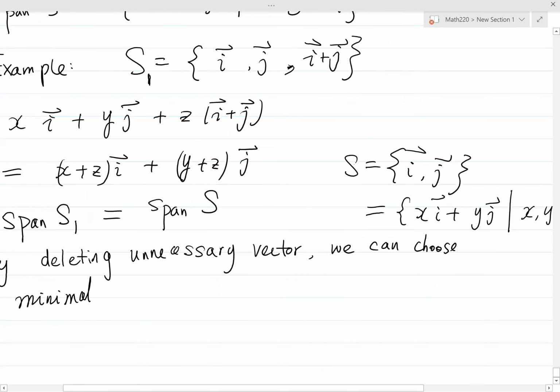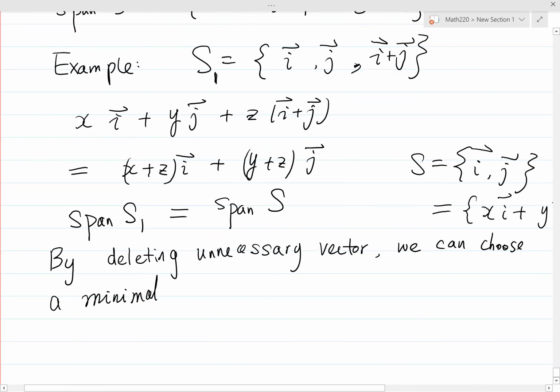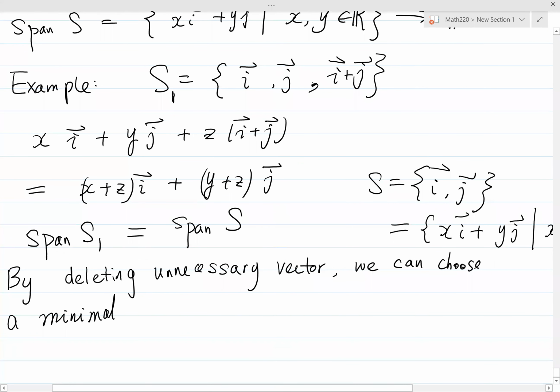You see, any vector in the span is a linear combination of three vectors, i, j, and i plus j. You can write it as some linear combination of i and a linear combination of j. So this span of S1 is clearly contained in span S.